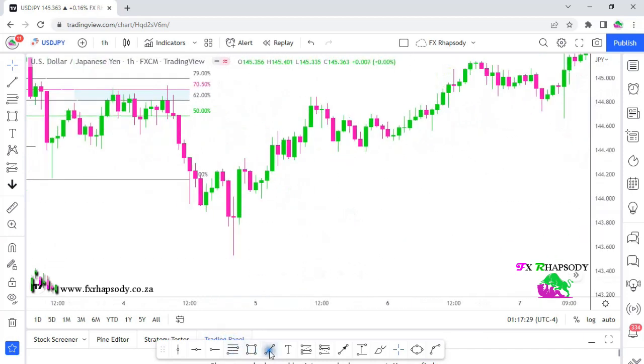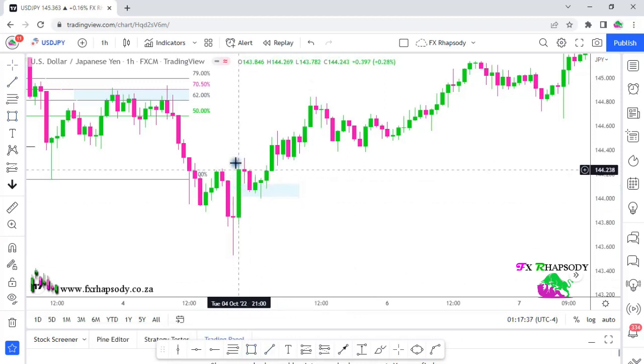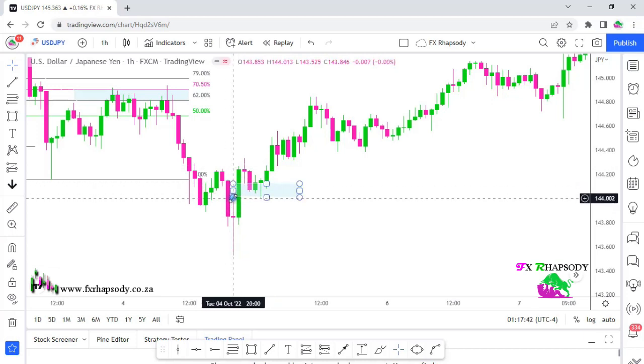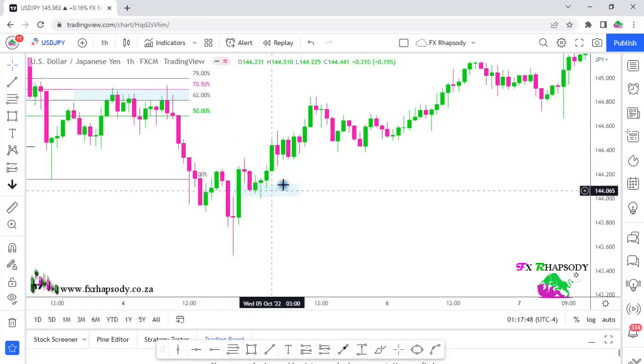Then another entry would have been a fair value gap that was created in between these two candles, going upwards. So you can see a nice push of this candle closing above that area, and a fair value gap created between these two, the previous high and the previous low of those two candles. After the nice push, price retracing into that area and then going upwards.